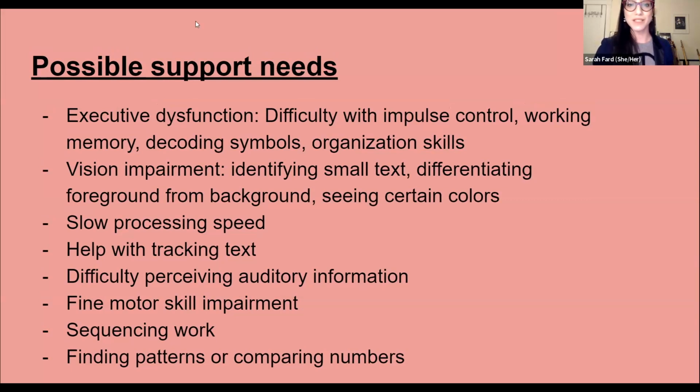Vision impairment, somebody mentioned already. Just seeing the notation. Sometimes it's very small, sometimes it's all black and white. If you have a student who has a vision impairment that makes it difficult for them to see certain colors or differentiate foreground from background, they might have difficulty accessing that. Slow processing speed. You might have a student who does understand how to read it, but maybe in the ensemble, they're taking longer to access that information because of their processing speed.